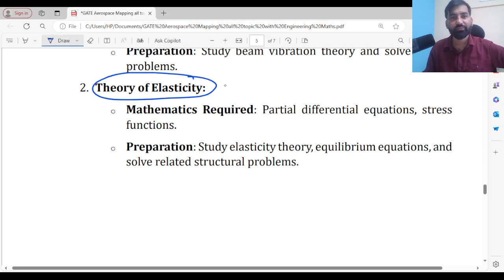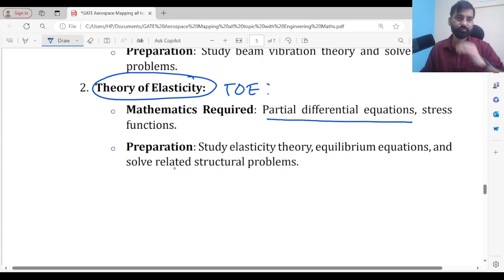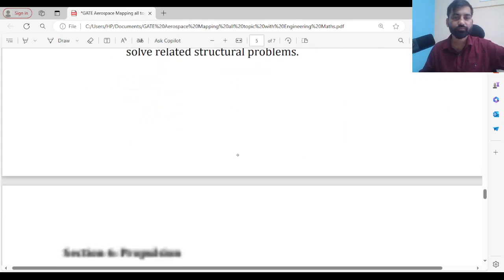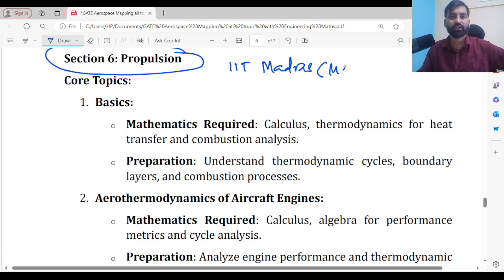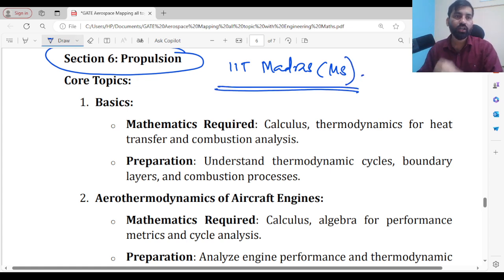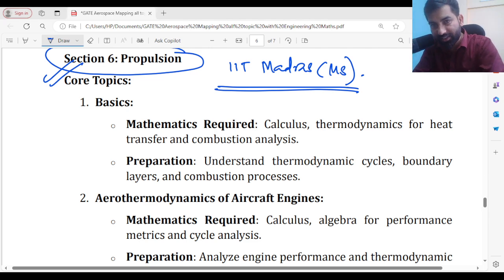In theory of elasticity, what you need is the partial differential equation. Partial differential equation. And the last topic given is propulsion. One of our team members is at IIT Madras. He is currently pursuing MS. He is also doing research on propulsion, right? So he will be contributing.